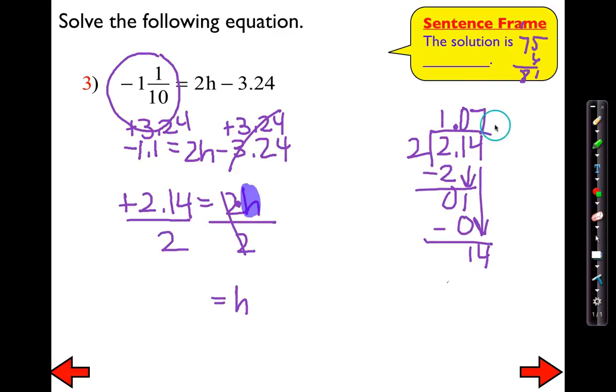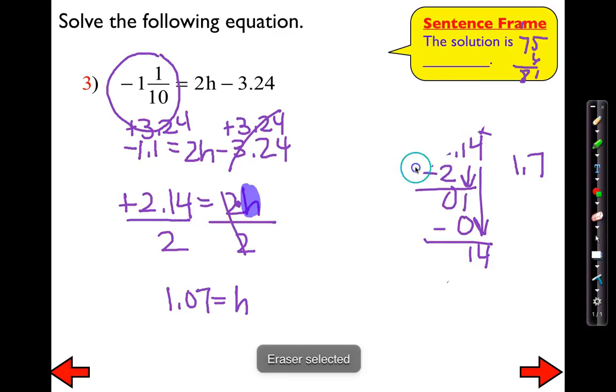Now, real quick, a lot of students tend to mess up right here. When they brought down the 1, they would see that it can't go into 1, and they would automatically bring down a 4 without even putting a 0 as a placeholder there. So in other words, some students may have answered like this. Now, hopefully, if you checked your work, you plug that in for h, you're going to find that it doesn't work, and I hope that you catch that. But otherwise, just be very careful. So here we got h equals 1 and 7/100ths.